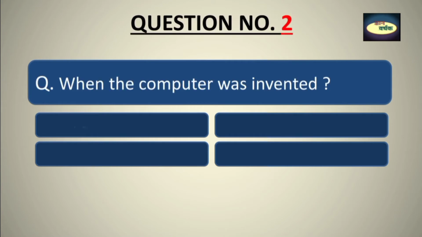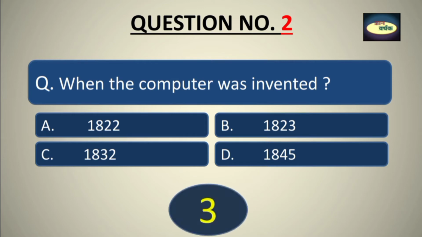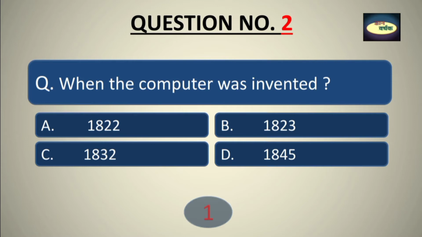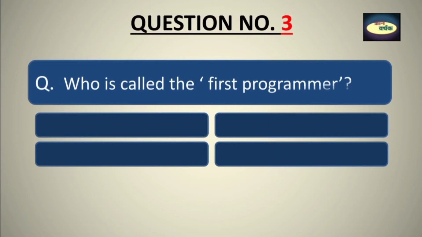When was the computer invented? A. 1822. B. 1823. C. 1832. D. 1845. The right answer is option A, 1822.